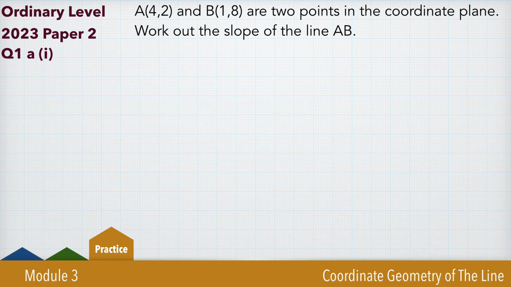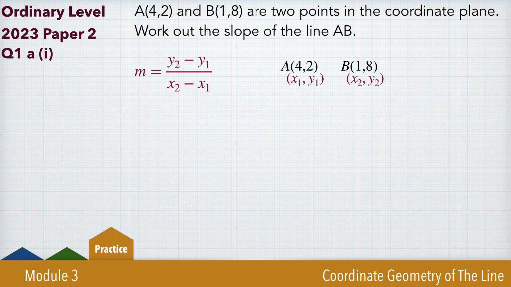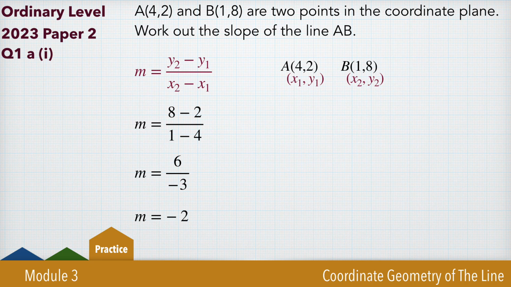In this question, we are given the coordinates of the points A and B. We are asked to find the slope of the line AB. As we are given the coordinates, we will use the slope formula. Labelling the points A and B as x1, y1 and x2, y2, we can substitute them directly into the formula. Simplifying gives us a value of 6/-3. Further simplification gives us a slope of -2.